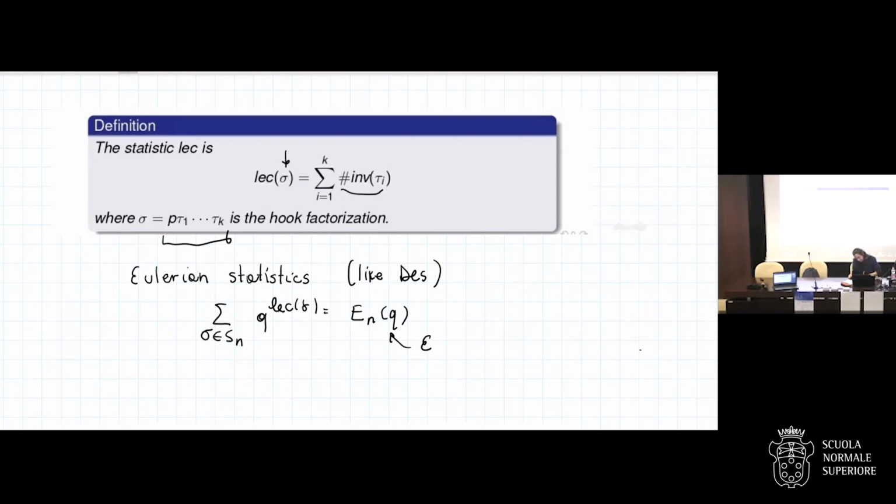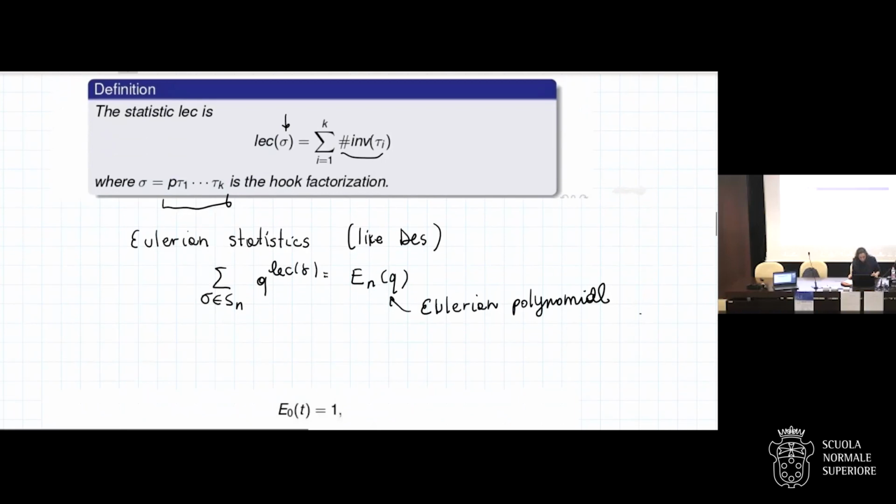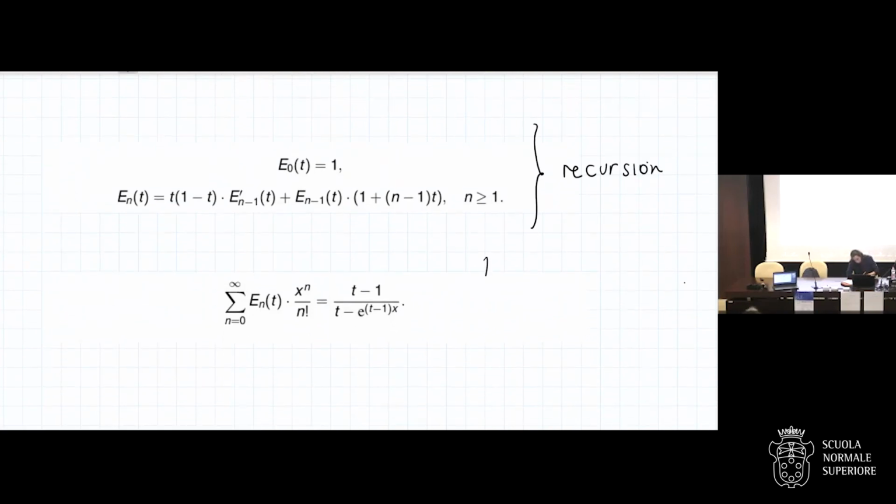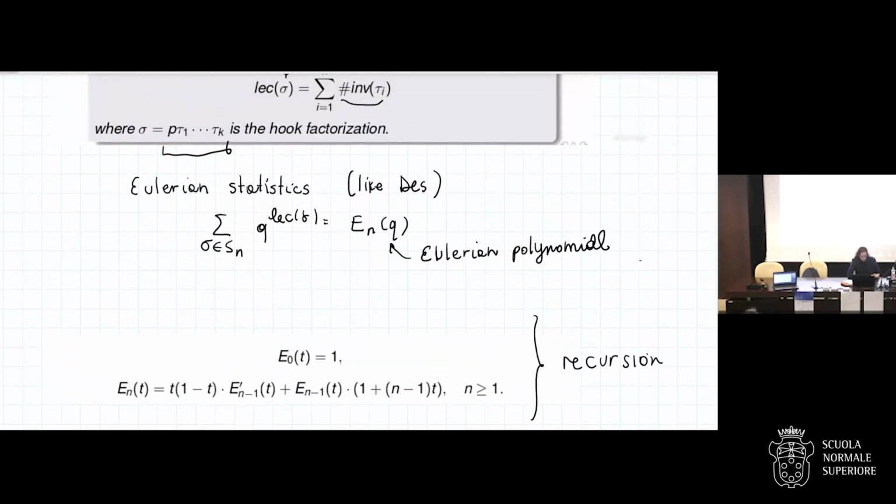Where this E_n is what is called the Eulerian polynomial. Eulerian polynomials can be defined mostly in two ways, either with a recursion, or with this generating series. So what we have is this LEC is this Eulerian statistic with this distribution.